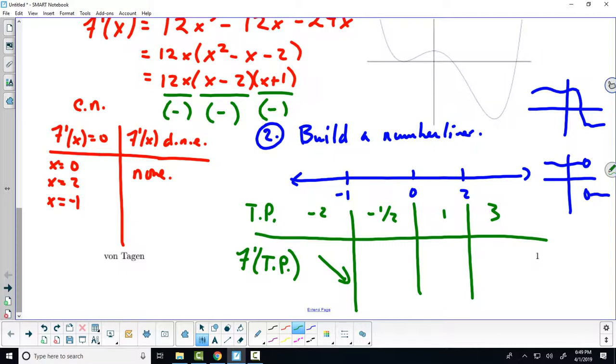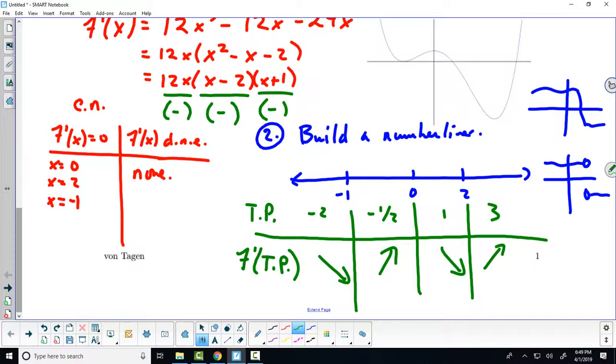Okay, we plug in -1/2. Well, that's negative, but that's now positive. So we're increasing. We plug in 1. That's positive, that's a negative, that's positive. Product of those three is negative. And we plug in 3, and we get positive, positive, positive, so it's increasing. Will I ever get 0? No. Will I ever get undefined? No, because the only places where that could happen showed up here.